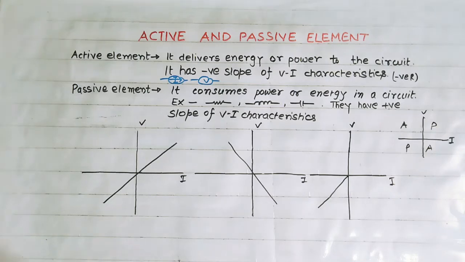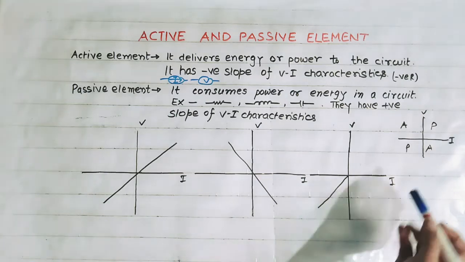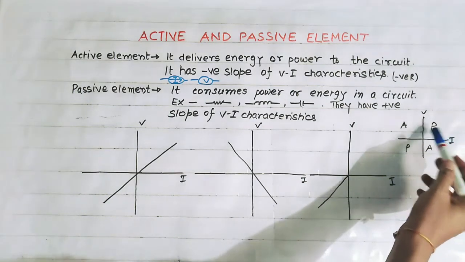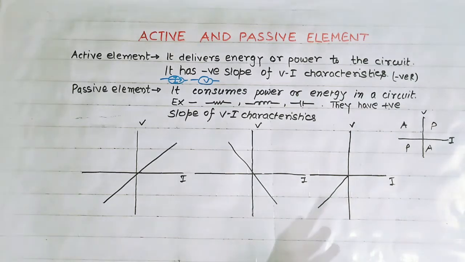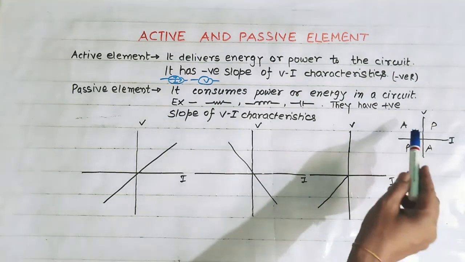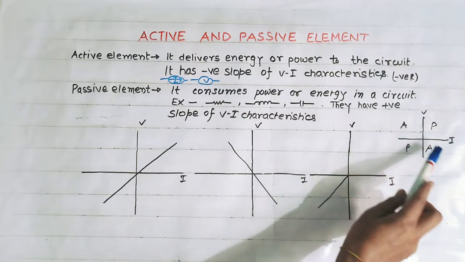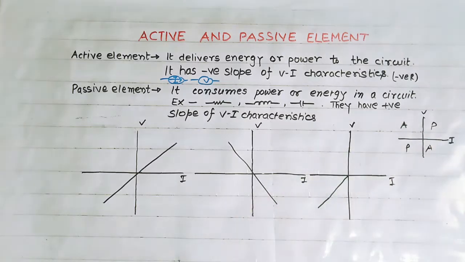See, if a characteristic is given and you have to find whether the element is active or passive, then how can you find it? Okay, so to find it, we have to see the slope of the characteristic. Or, I can tell you a very simple method for this. If the characteristic lies in this quadrant and this quadrant, then the element is passive. And if it lies in these two quadrants, then the element is active.